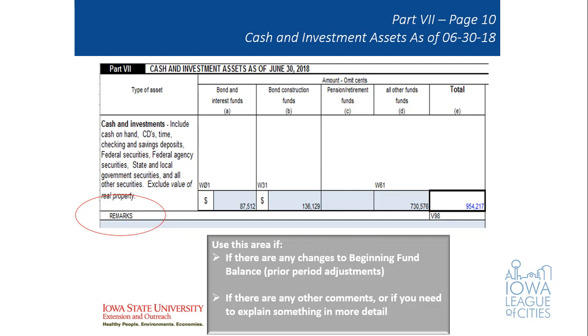The last part of page 10 gives you the remarks. And in this area, if you've had any changes to that beginning fund balance, we've talked about that a couple of times in the different videos, but if there's any change from what you had on last year's annual financial report for your ending cash balance to this year, a prior period adjustment is what some auditors might call it, then you need to make a notation here as to why that was done. The other thing is if there's any special comments that you want to make, why you have an extraordinarily large cash balance at the end of the year, or why you have a deficit fund balance at the end of the year. If there are some extenuating circumstances that you wish to note, this is the place that you would note it.